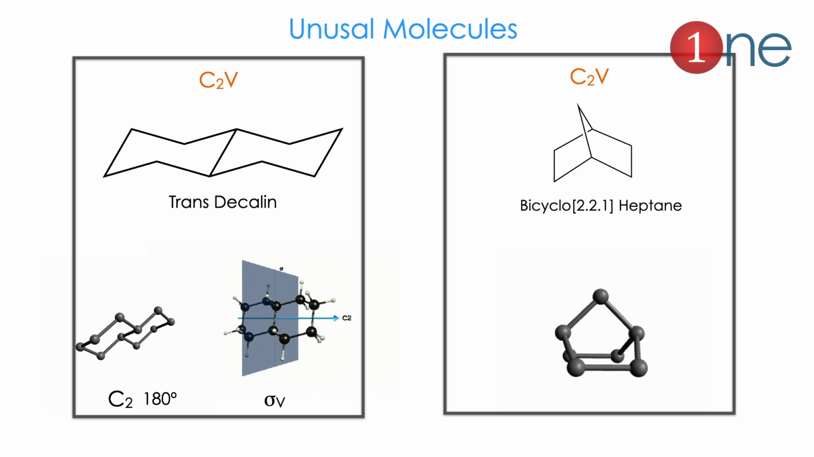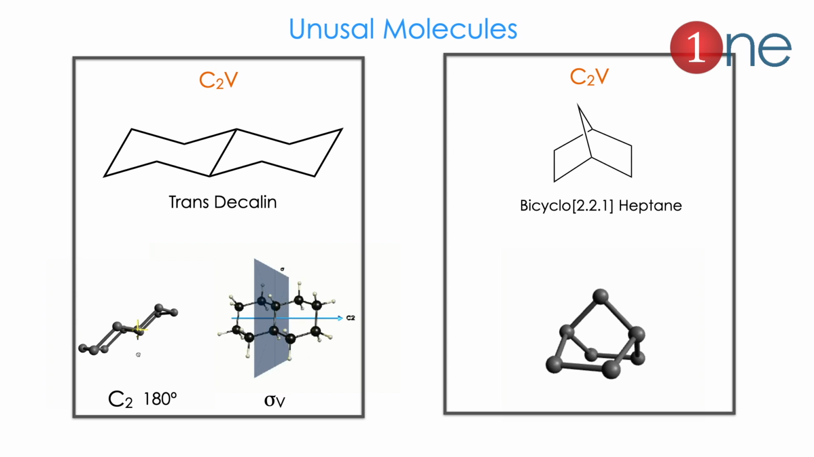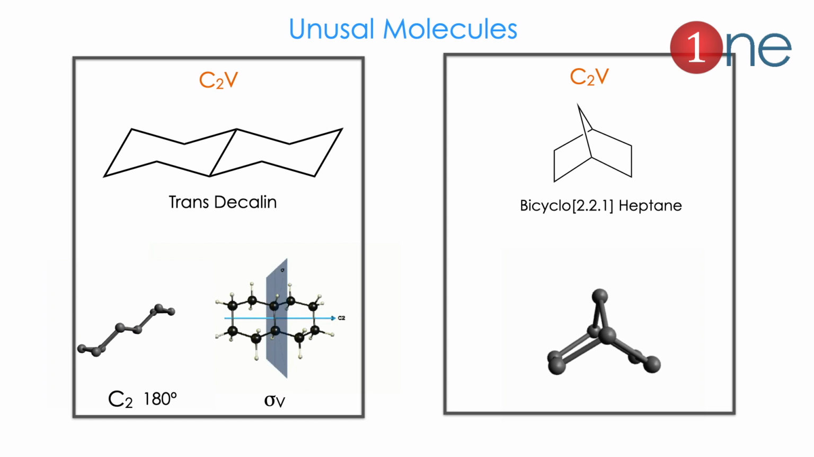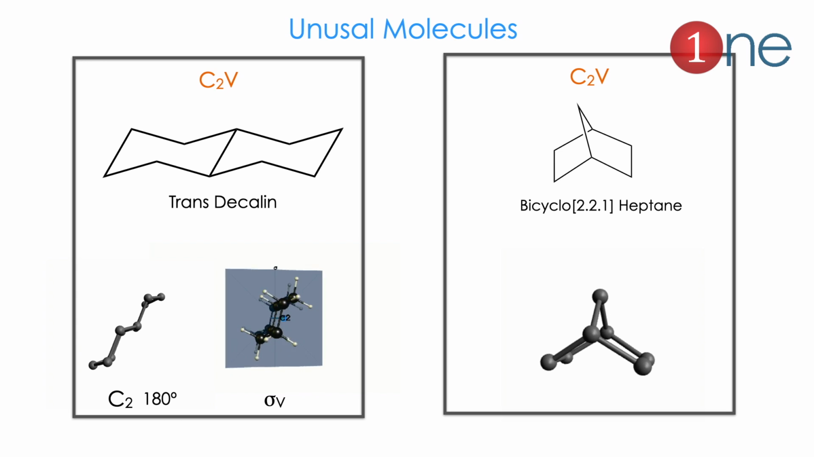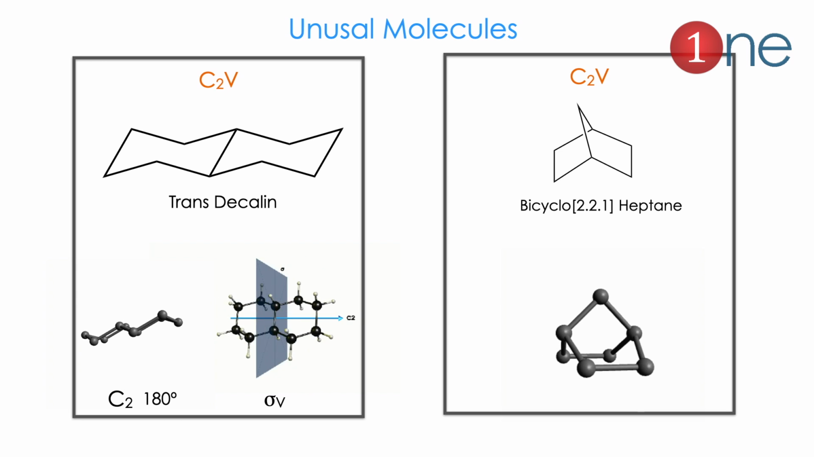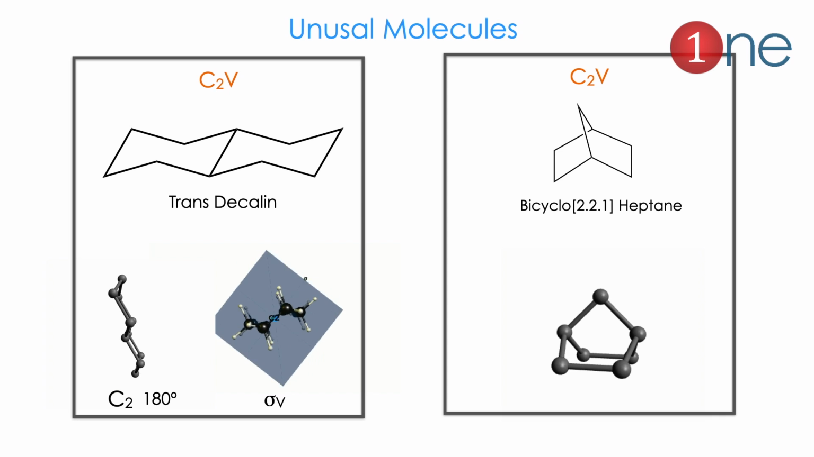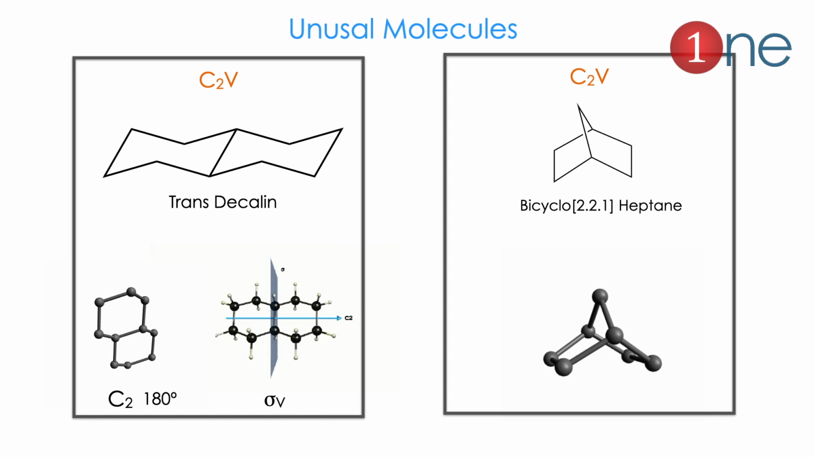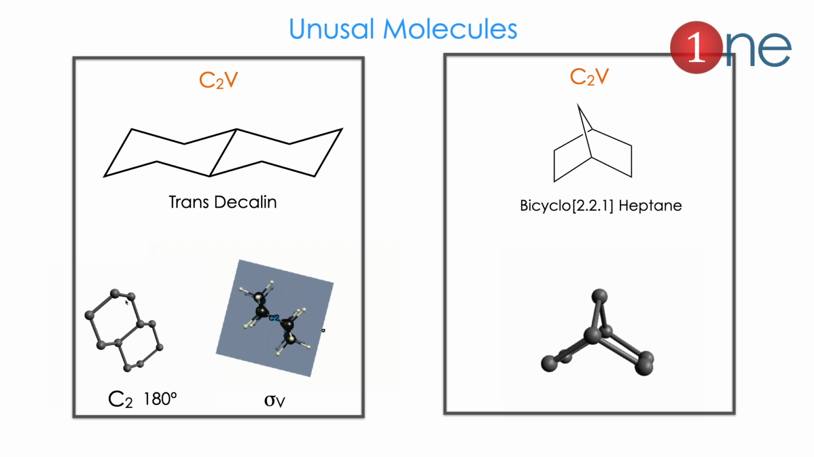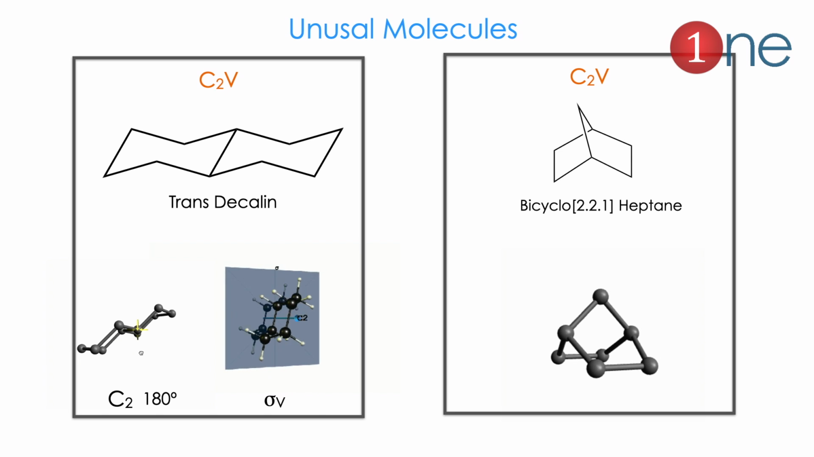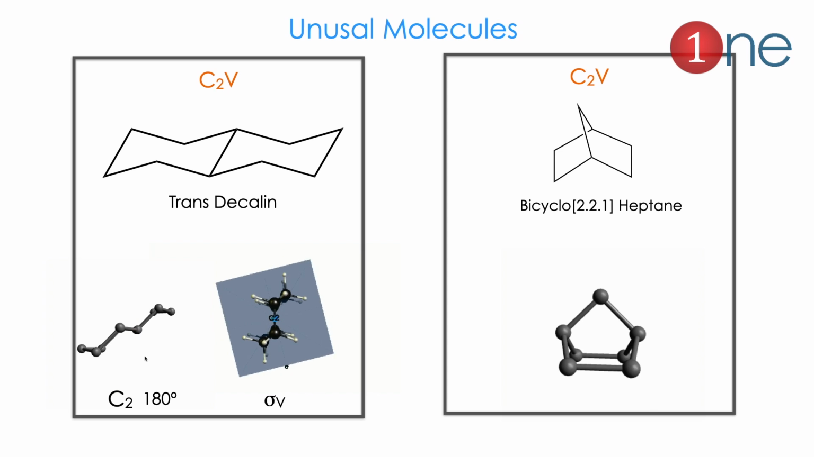Let us go into a very unusual molecule, which is decalin. It's in the trans form. In 2D form it's easy, but in 3D form you should imagine it. The C2 rotation is very obvious: you get the same molecule again and again by rotating. Similarly, for the sigma v plane, you can clearly see that the plane bisects the ring, and you get the same molecule on both sides. So it has sigma v.